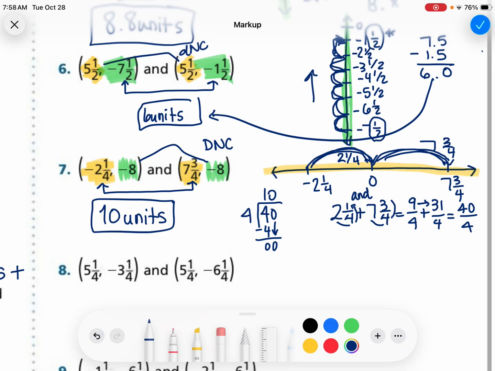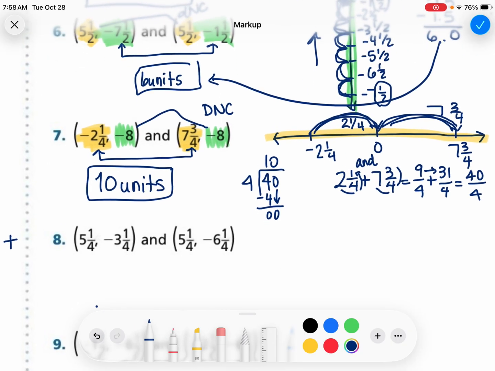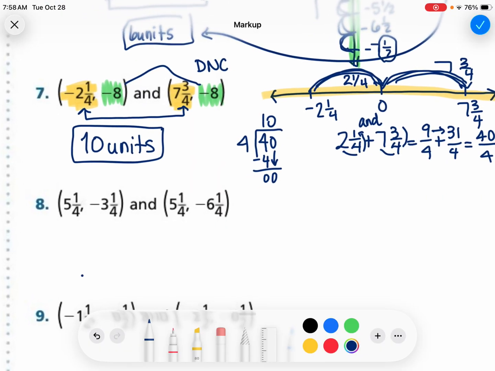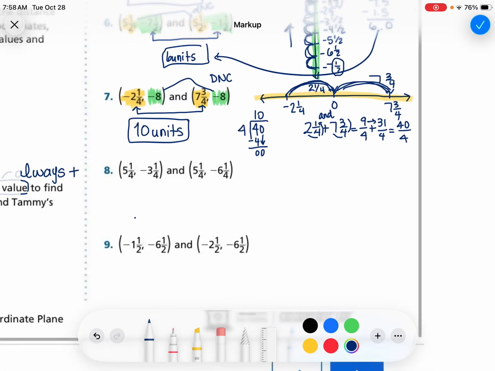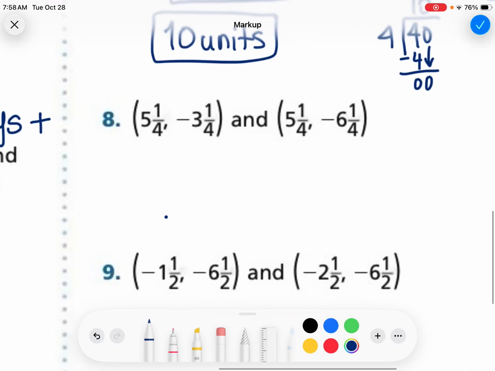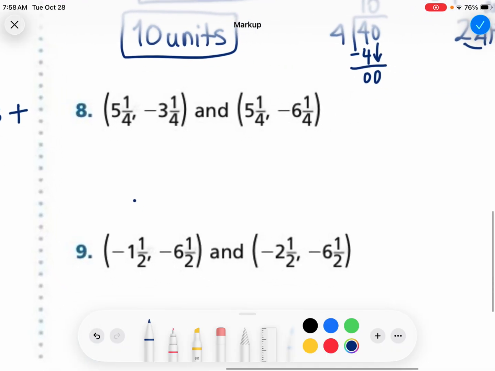Okay, we're going to stick to our trick. Why are we not going to keep counting? Well, it's going to get hard to count when you have fractions and decimals, right? So let's try number 8.